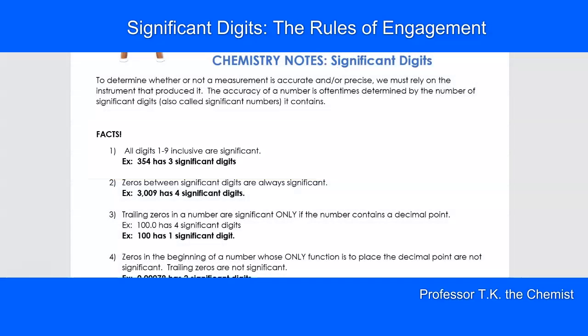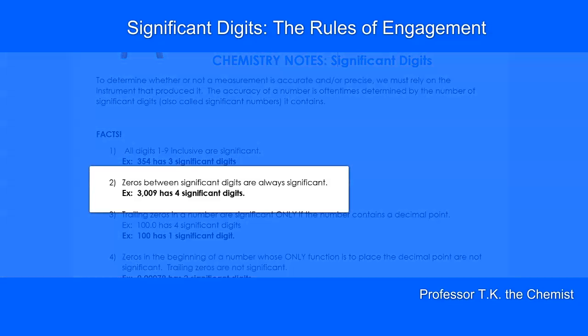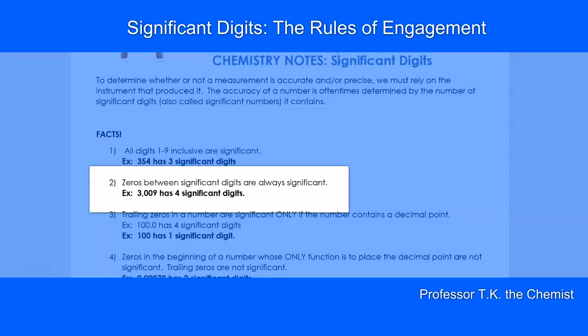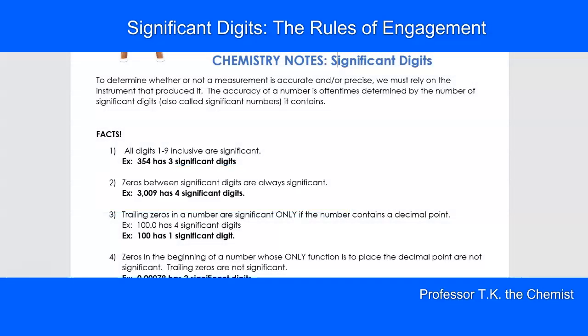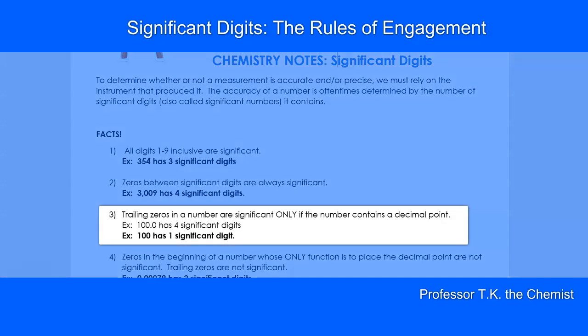Number two, zeros between significant digits are always significant. So for instance, if I have 3009, all 4 of those numbers are significant. The zeros are sandwiched in between 2 other numbers that are also significant. Therefore, the zeros have to be included in that. So 3009, all 4 of those numbers are significant.